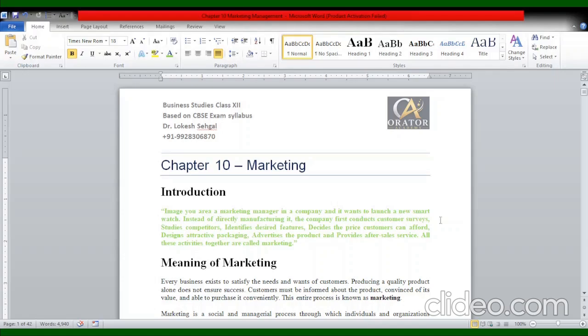Hello, student. Imagine you are a marketing manager in a company and it wants to launch a new smartwatch. Instead of directly manufacturing it, the company first conducts a customer survey, studies competitors, identifies the desired features, decides the price customers can afford, designs attractive packaging, advertises the product and provides after sales services. So this is how the different activities that are bound together are called marketing.